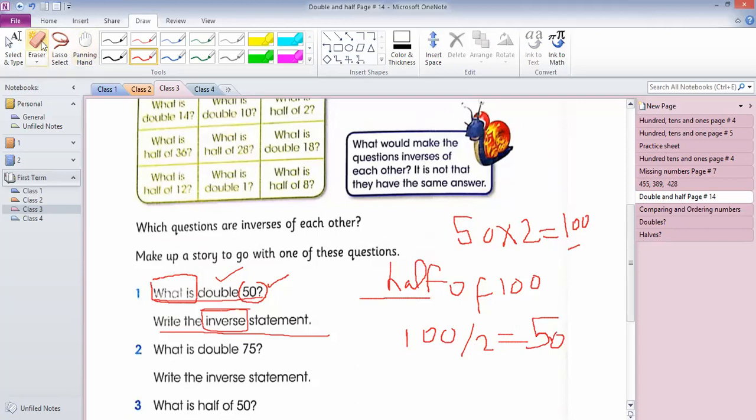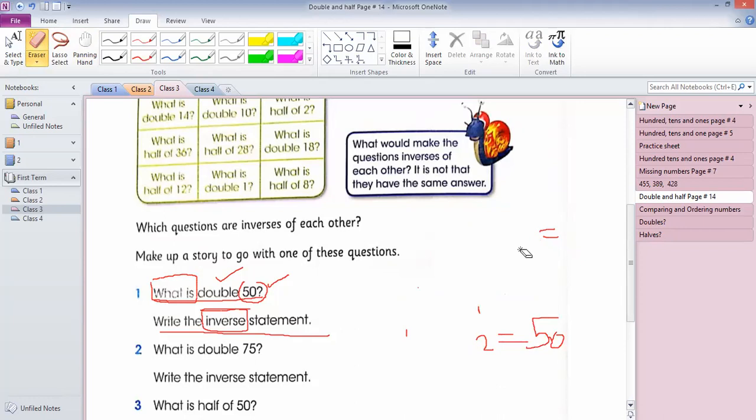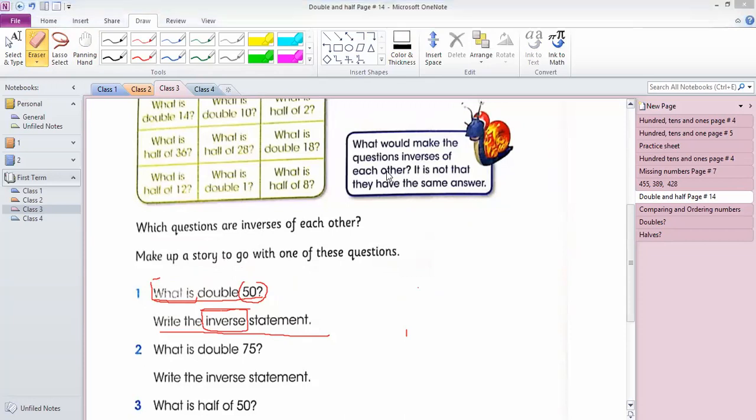Okay, so what you have to remember, guys, is what the inverse means. The inverse means opposite of something, or reversing something, or undoing anything. So in this question, first you have to find out the double, then you have to write the inverse statement. Okay, clear, guys? Yes, sir.